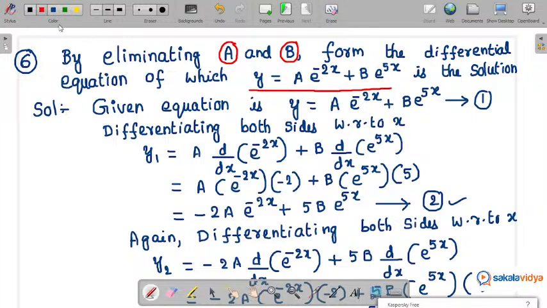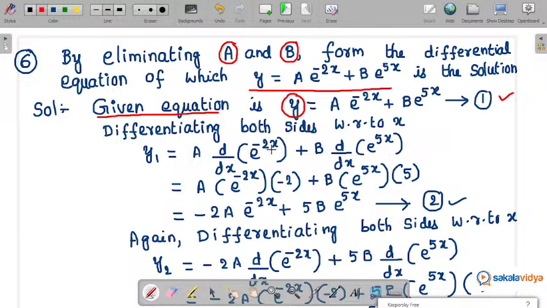See here, the given equation is y equals a into e power minus 2x plus b into e power 5x. Say equation 1. Differentiating both sides with respect to x, the derivative of y is y1, a into d by dx of e power minus 2x plus b into d by dx of e power 5x.